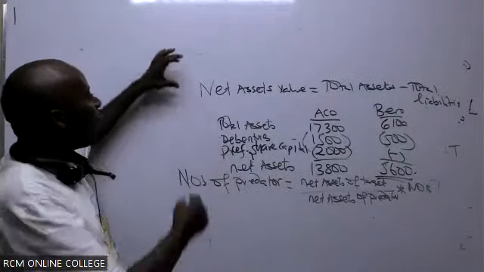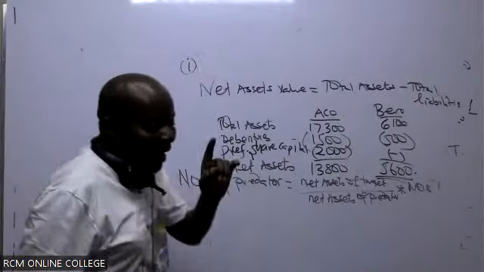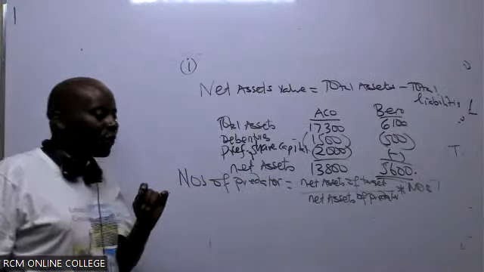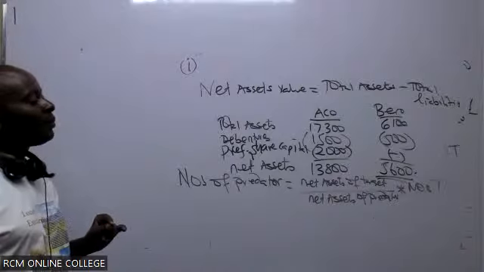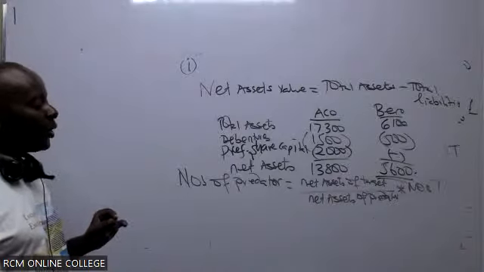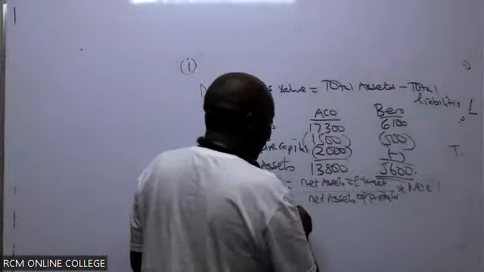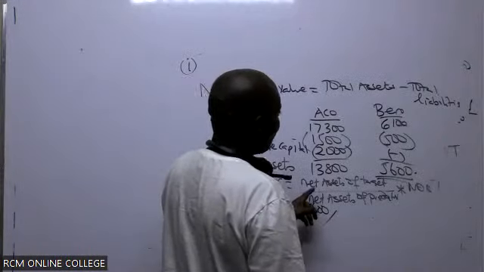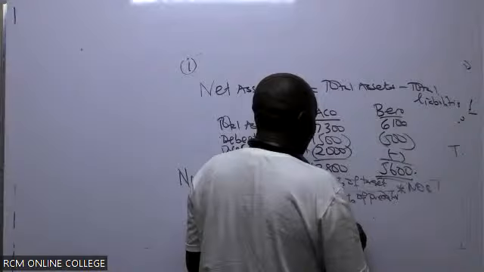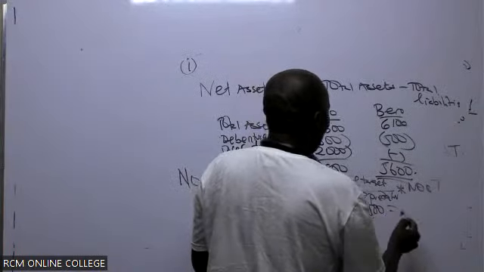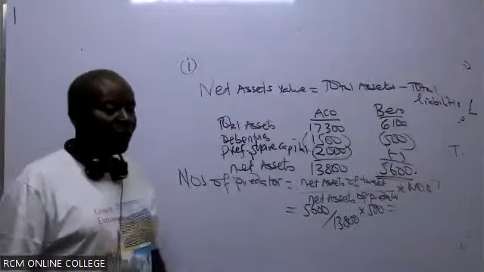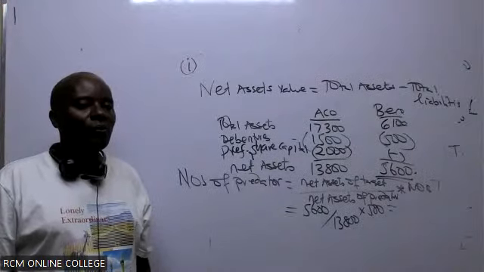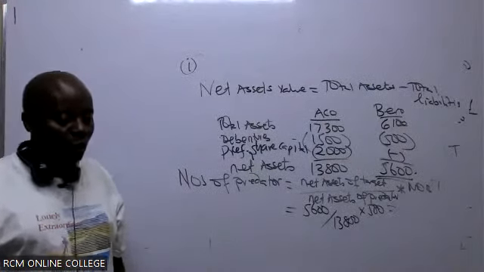Because now you see, for Roman 1 here, they have told us to use the net assets model. Roman 1, net assets value basis. So then, ladies and gentlemen, this is what I will come and do. We have net assets of the targeted company, 5,600, over net assets of the predator, which are 13,800, times our 500 down there. And then I'll be able to show you another method. Another method. $202.9.